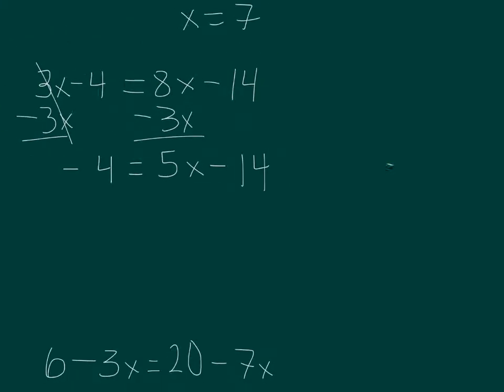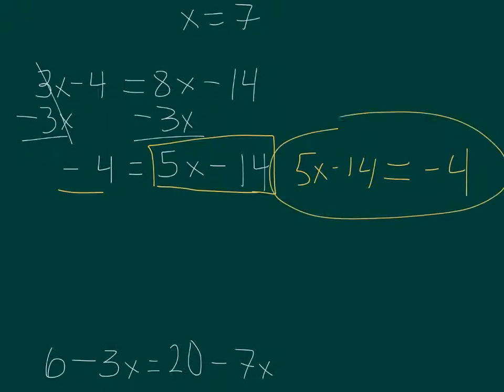Just by moving, the equal sign stays where it is. All you need to do is swap what's on the right side with what's on the left side. So the 5x minus 14, just in the order it was given, will go to the left side, and the minus 4 will go to the right side. If you prefer solving it this way and rearranging your equation, go ahead and do that.